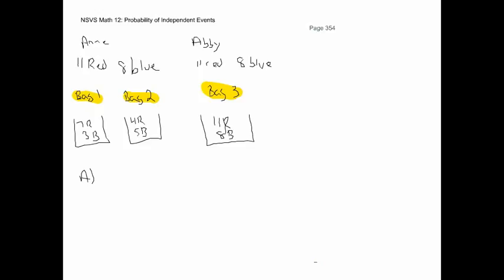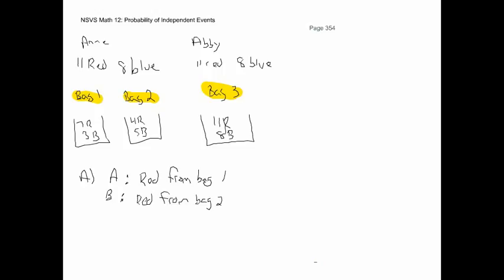So the first question, A, says let A represent Anne drawing a marble from bag 1 and B, Anne drawing a marble from bag 2. Are A and B independent? So A is red from bag 1 and B is red from bag 2. And are these events independent? And the answer to that question is yes.